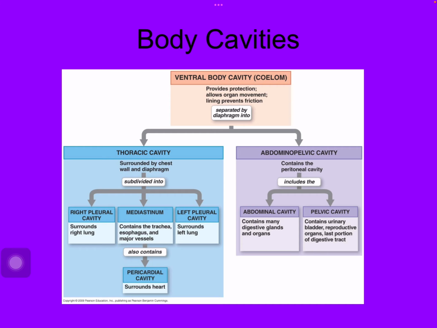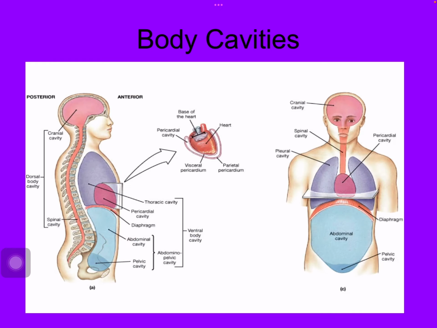What is the right pleural cavity? That surrounds the right lung. The mediastinum contains the trachea, esophagus, and some major vessels. And the left pleural cavity surrounds the left lung. In the abdominopelvic cavity, you can see the contents of the peritoneal cavity, which includes the abdominal cavity and pelvic cavity. The abdominal cavity contains the digestive glands and organs, and the pelvic cavity contains the urinary bladder, reproductive organs, and the last portion of the digestive tract. Here you can see the body cavities.